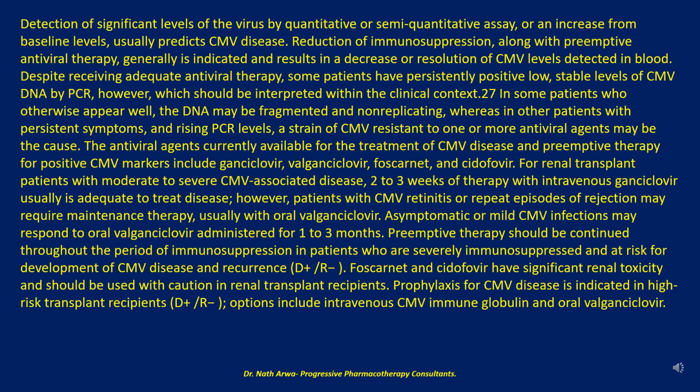Preemptive therapy should be continued throughout the period of immunosuppression in patients who are severely immunosuppressed and at risk for development of CMV disease and recurrence, D+, R-. Foscarnet and cidofovir have significant renal toxicity and should be used with caution in renal transplant recipients. Prophylaxis for CMV disease is indicated in high-risk transplant recipients, D+, R-. Options include intravenous CMV immune globulin and oral valganciclovir.